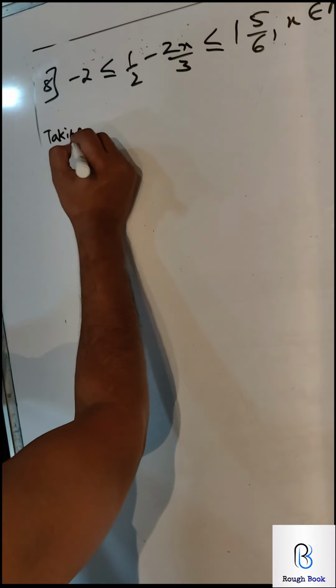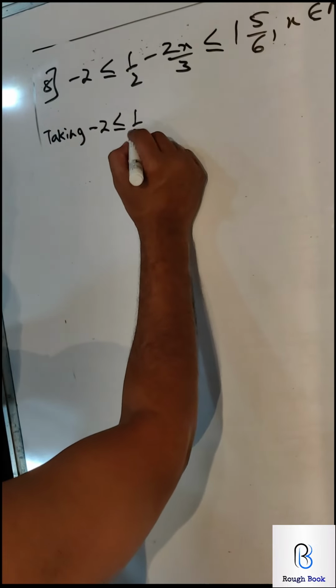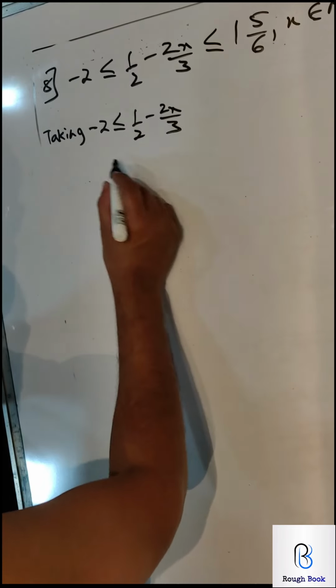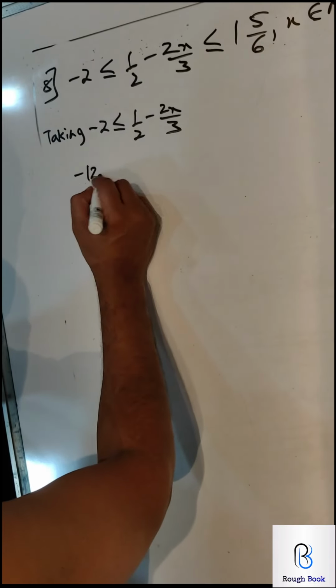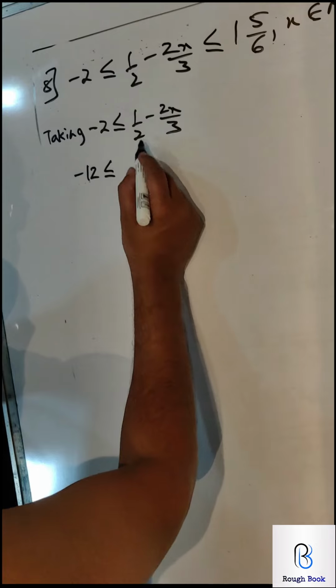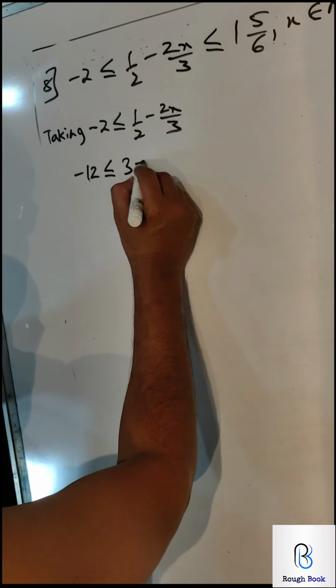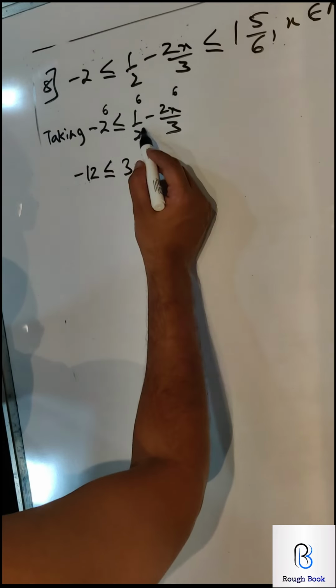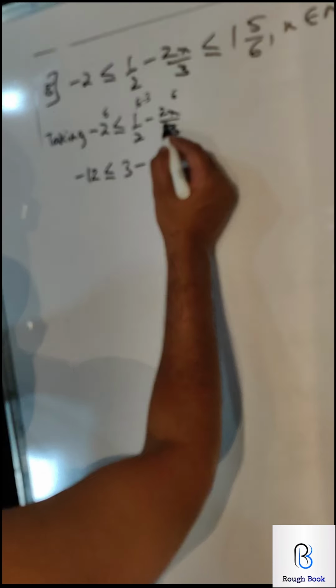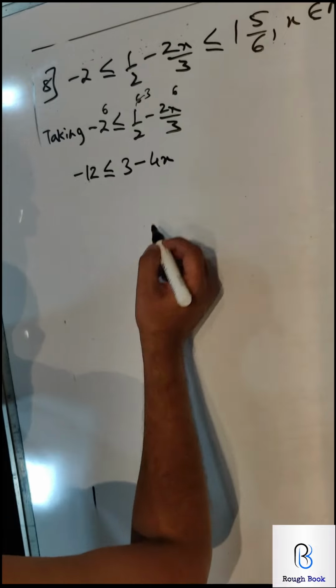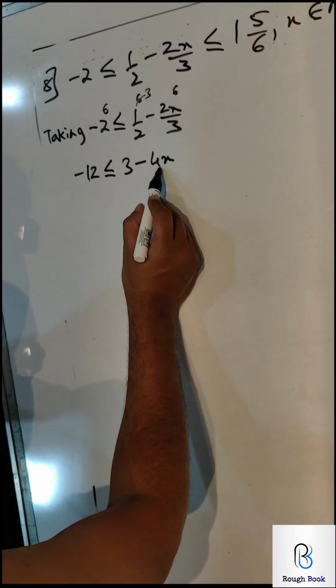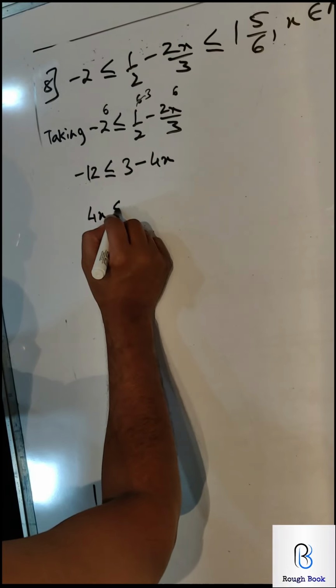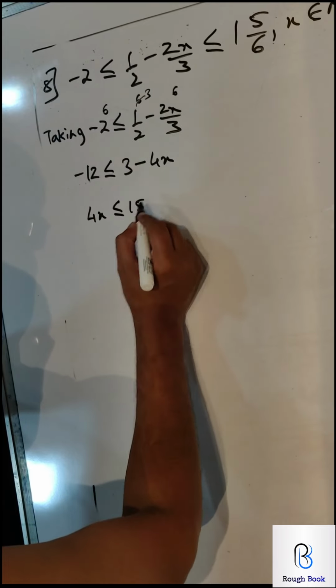So taking the first 2 parts, minus 2 less than equal to. So LCM will be 6. So minus 12. This will be 2 ones are and divided by 6, so 3. 3 ones. So in your mind you should be multiplying each term by 6. So 2 ones are 2, 3s are, so therefore 3. 3 ones are 2s are, so therefore 4. As we discussed, take x on the positive side and 12 on this side will make it 15.